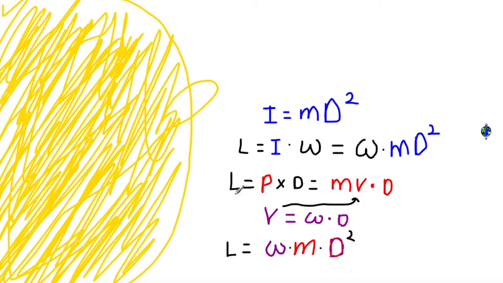If you use the cross product of linear momentum and distance between the objects, usually this is r, but we've been calling it d here to distinguish the distance from Sun to Earth from simply the radius of the Earth. Take that cross product, and you'll get m times v times d. Tangential velocity is equal to the angular velocity times radius, which in this case is d. Plug that in, and we get omega times m times d squared. So both of those got us the same answer.